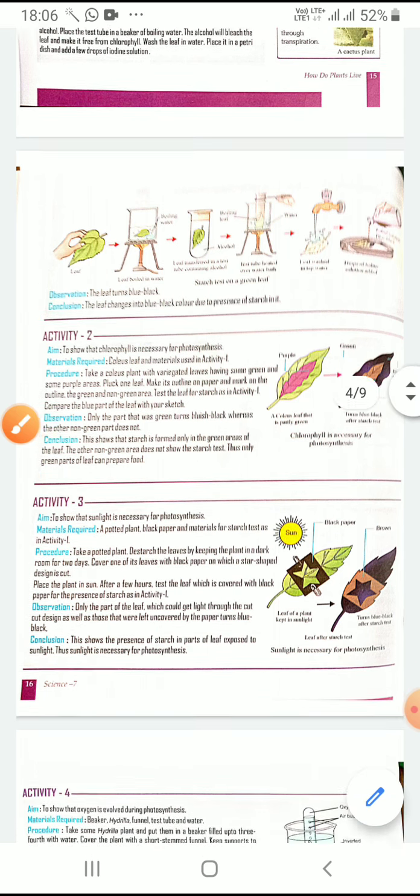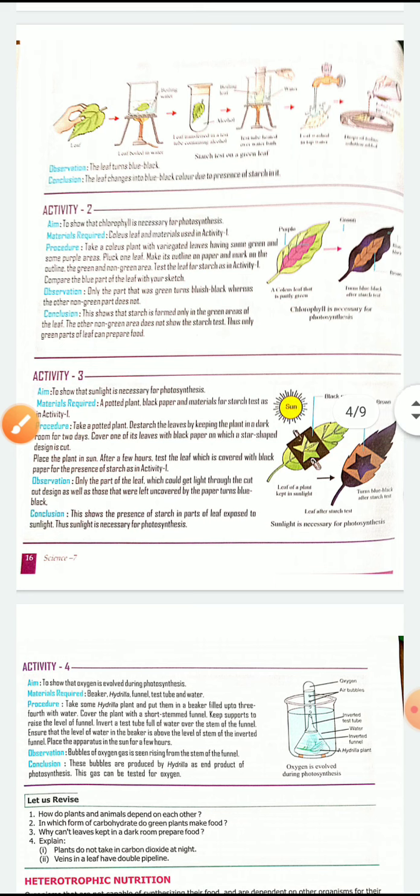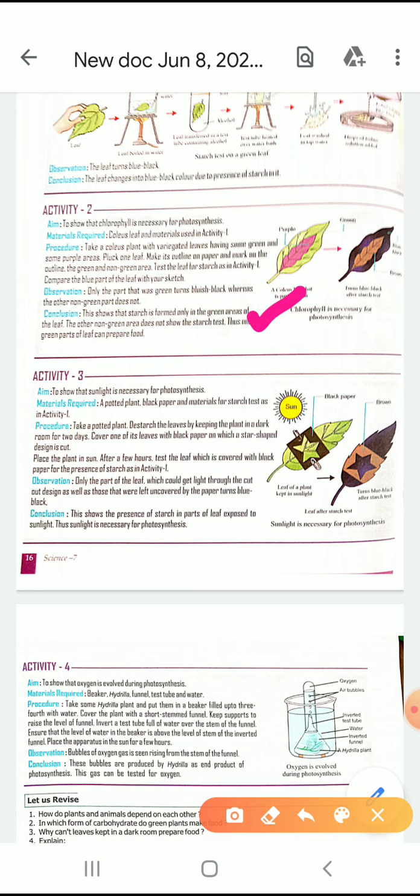Now we go to the second activity, or activity number 2. In this we will prove that chlorophyll is necessary for photosynthesis. So what are you going to take? You are going to take a coleus leaf. Now this coleus leaf is partly green in color and partly it is pink in color. Photosynthesis only occurs in the green part and it does not occur in the pink part.